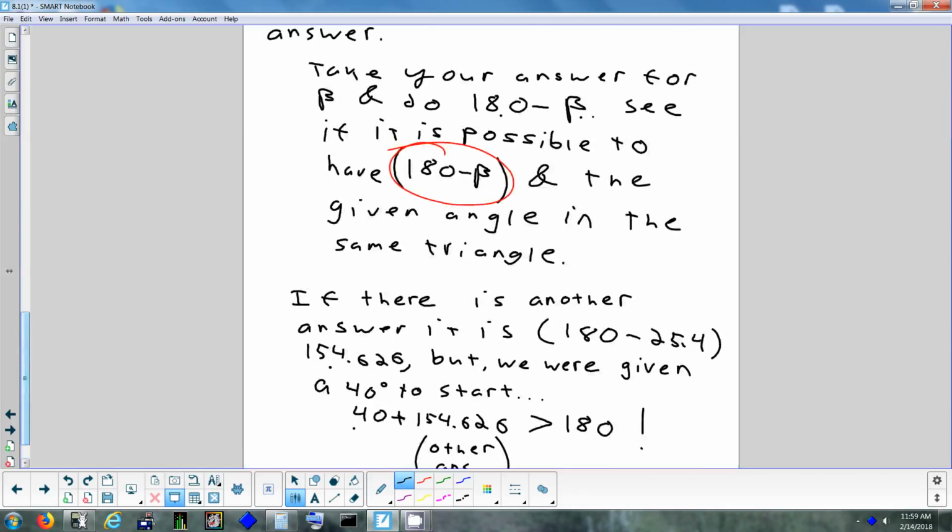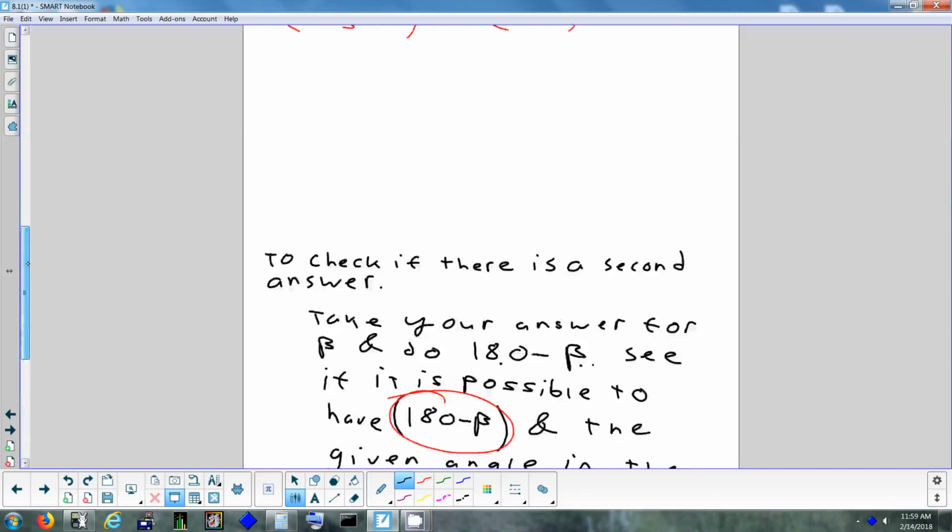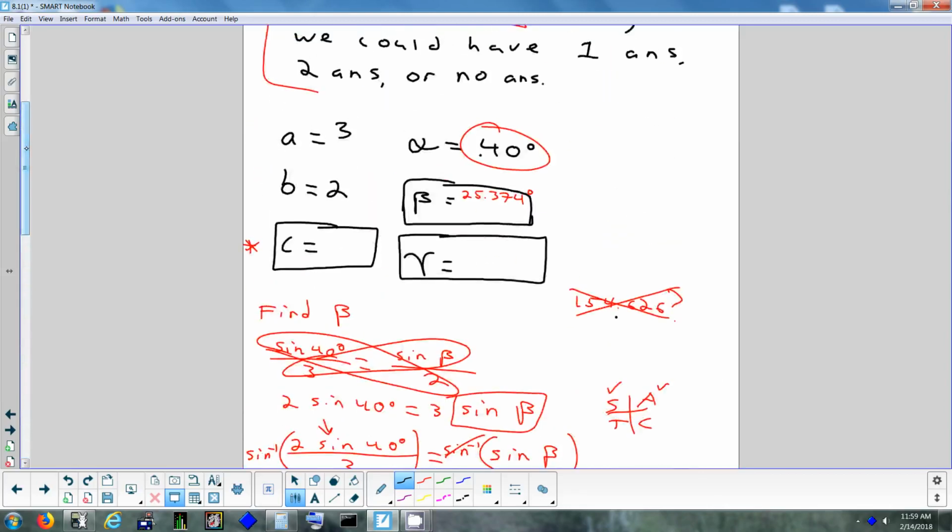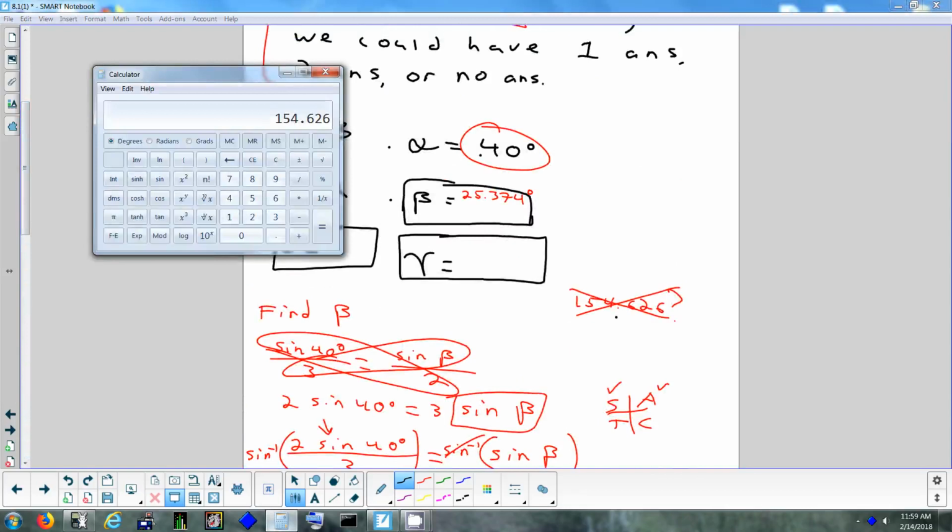Okay, so the nice thing now is once you know you have one answer, you can forget the second answer for everything. This is going to be a normal problem from here. Nothing different. Now that I have alpha and beta, how would I get gamma? Yeah, they add up to 65.374. Just subtract that from 180. And now you finally have a piece of information in the last row.